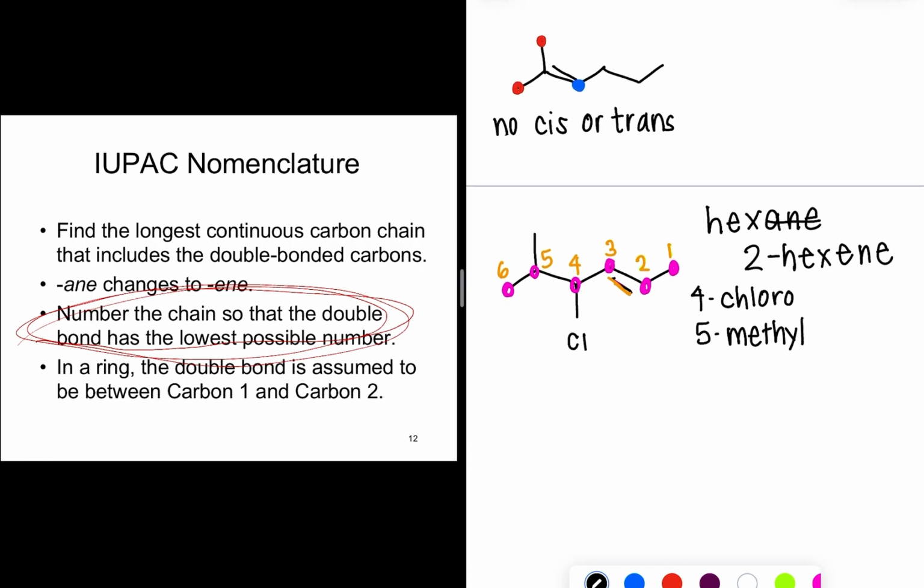So this molecule is called 4-chloro, 5-methyl, 2-hexene. And now I need to tell the reader if it is cis or trans. So when you have a double bond, don't forget to add the cis or trans. In this case, I'm looking at the groups attached to my double bond. They are on opposite sides of the double bond. So I would call this trans.